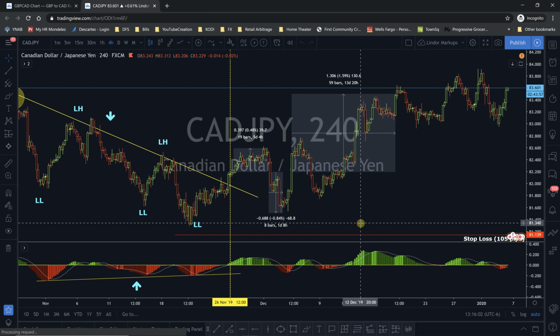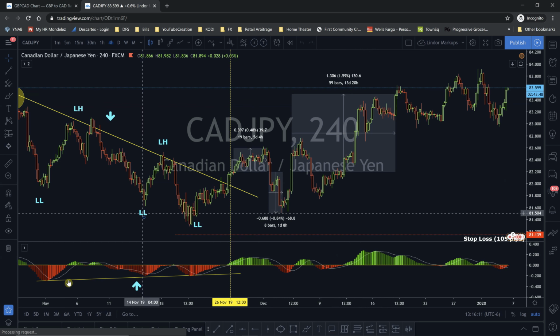All right, guys, so that's the power of this particular strategy of how you can use divergence. And again, it works on any pair, any time frame. You just need to, again, have the divergence on the MACD.